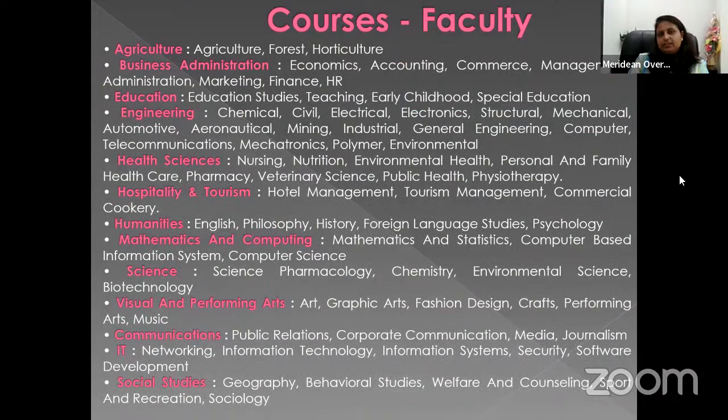Courses and faculties. Since we are going for overseas education, international education, there are a variety of options that we can get into and get good career options out of it. First, agriculture. Then we have business administration, education, engineering, health science, humanities, maths and computing, science, visual and performance art, communications, IT, and social studies. These are all of the major faculties that you can get.